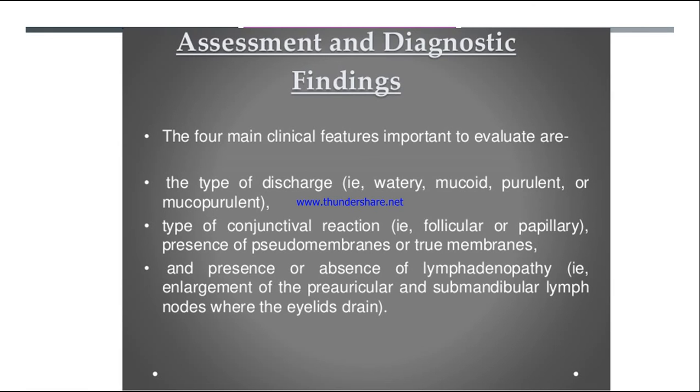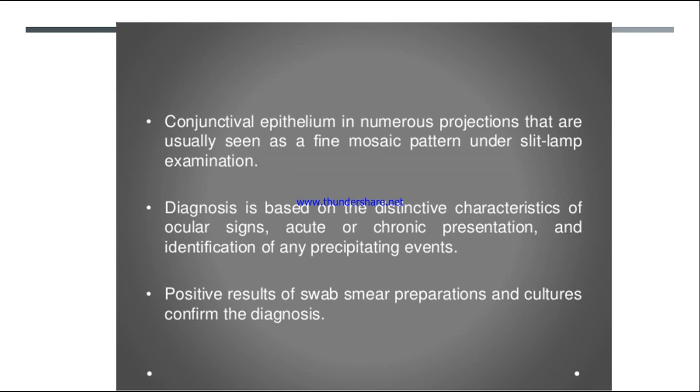Then we have to see the type of conjunctival reaction, and we also have to see the type of discharge. Then the conjunctival epithelium in numerous projections is usually seen as a fine mosaic pattern under slit lamp examination. Under this examination, the conjunctival epithelium will be seen in numerous projections. With that, the ophthalmologist will confirm whether it is conjunctivitis or not.